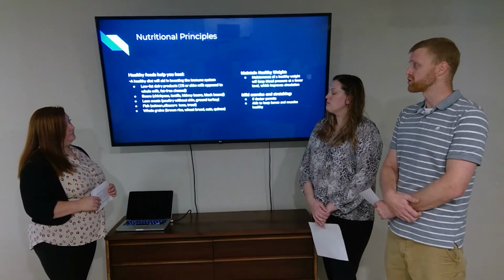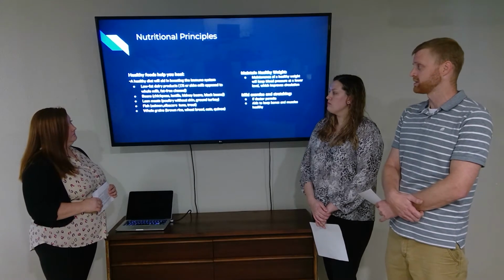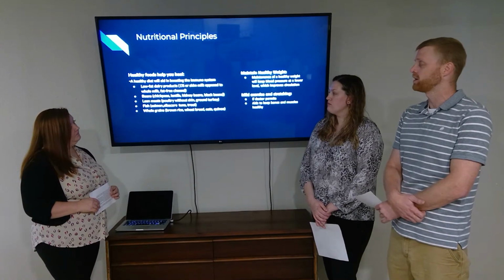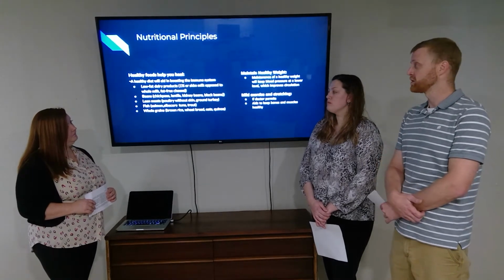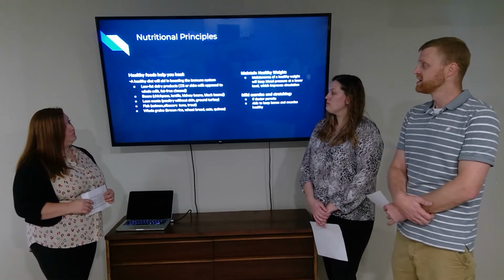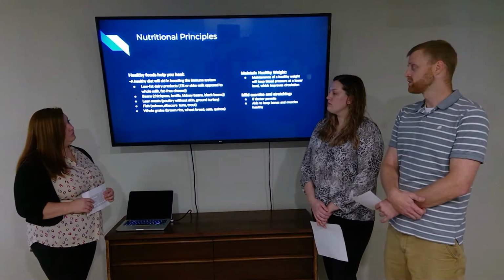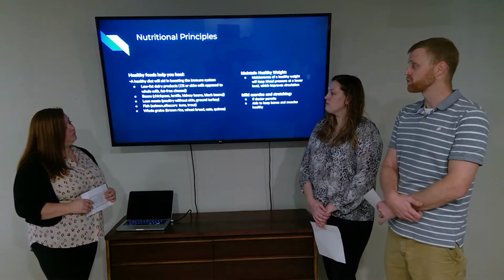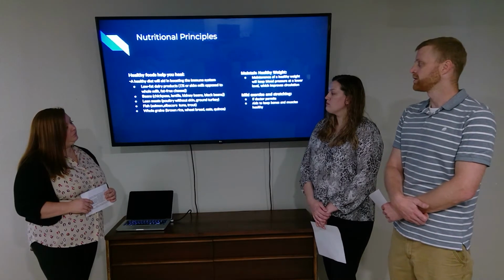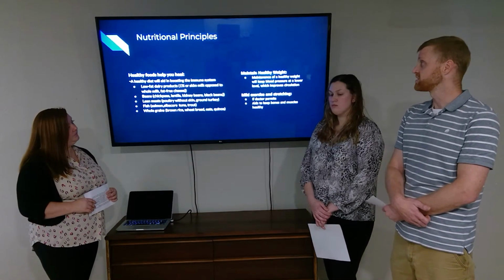We want to incorporate dry beans into the diet. Chickpeas, lentils, kidney beans, and black beans all have a high concentration of fiber. Lean meats, poultry without skin, as well as ground turkey are good choices. Fish such as salmon, albacore tuna, and trout all have good levels of healthy fat for us, as well as whole grains: brown rice, wheat bread, oats, and quinoa are going to aid our immune system.